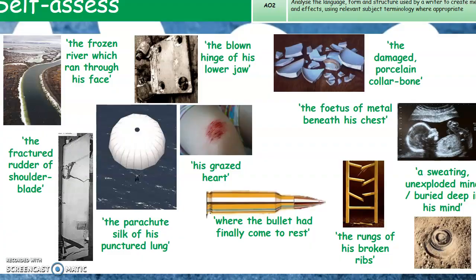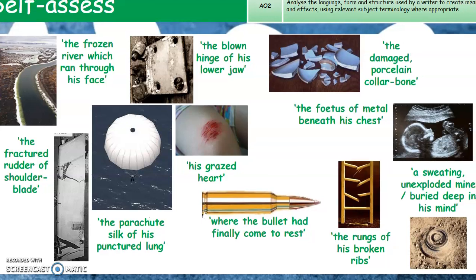Okay, so now you can self-assess. You can see a lot of the images matched up to the quotations. I'll explain one or two of them here for you. So the frozen river, probably a scar or tears. The hinge is the hinge on a door, the mechanism that opens and closes the door. So if that's broken, you need to think about the jaw opening and closing. If that's broken as well, maybe his form of communication is damaged.